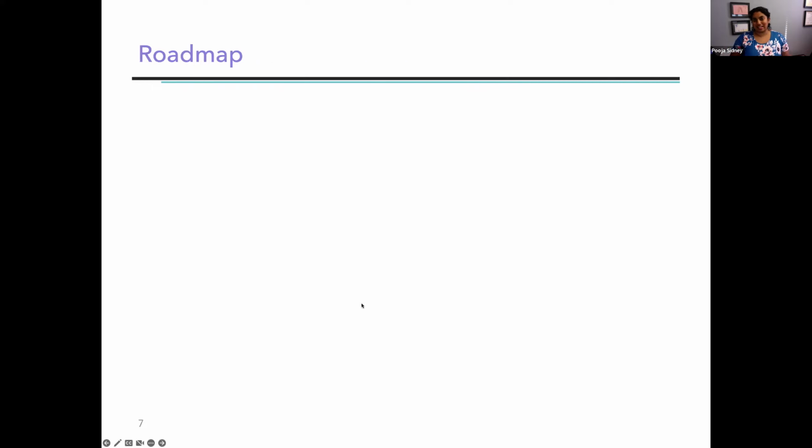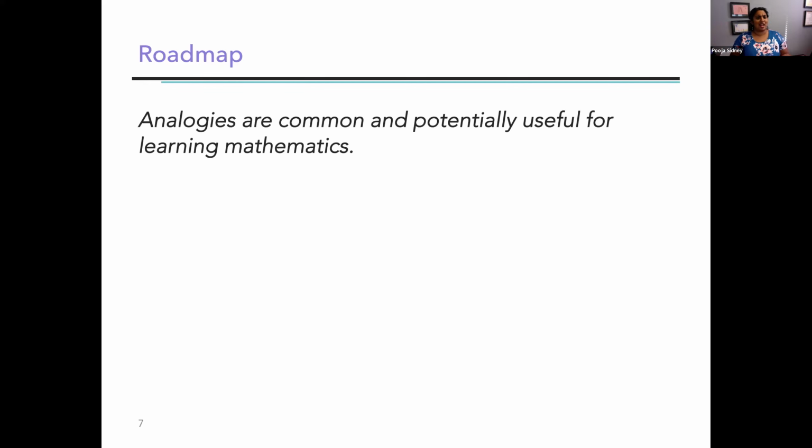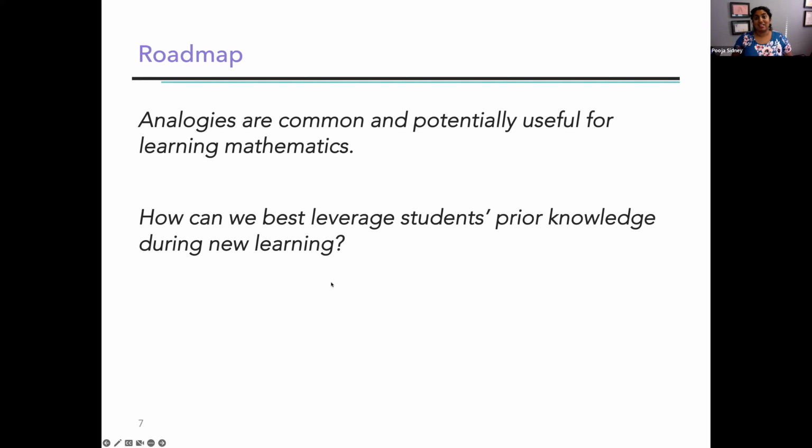So I want to take a second to summarize where we are and talk about where we're going today. I've been talking about how analogies are common and potentially a really useful tool for helping children use what they know to learn mathematics. And the key question of my talk today is how can we best leverage students' familiar prior knowledge during new learning? I'm going to argue that we don't actually know the best ways of making use of what children know in the classroom. And there are a lot of open empirical questions.